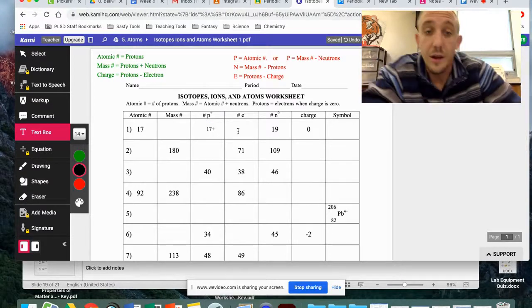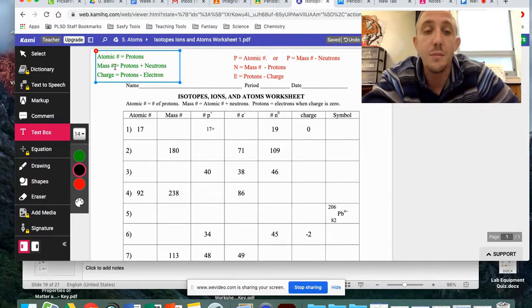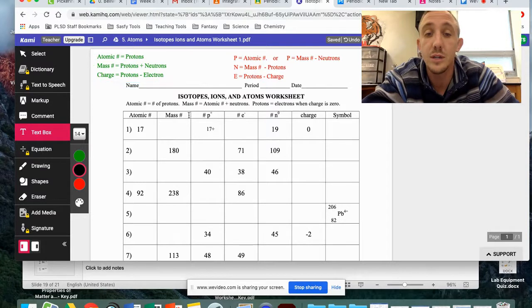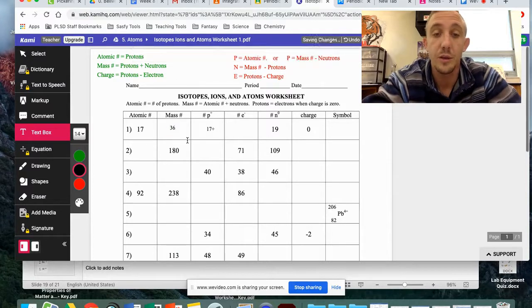So, now that I know my protons, I can now go ahead and solve for my mass number. My mass number is protons plus neutrons. So 17 plus 19 is 36. So my mass number is going to be 36.